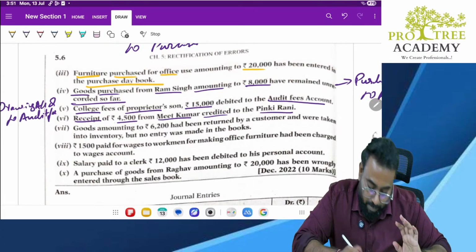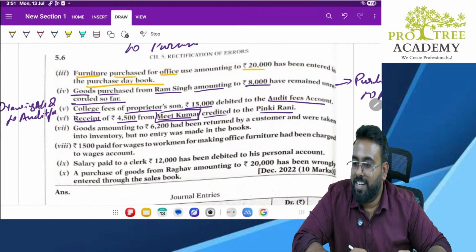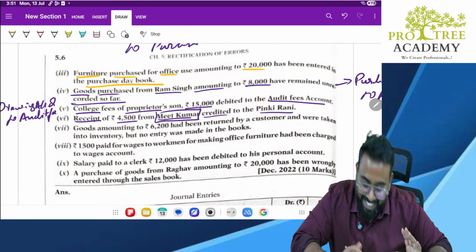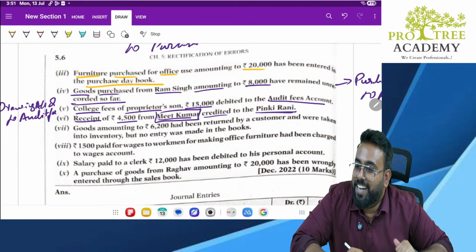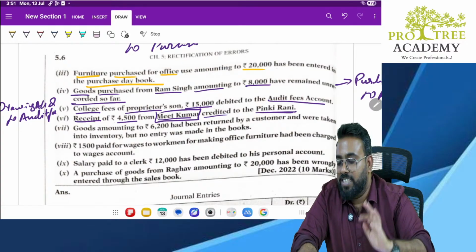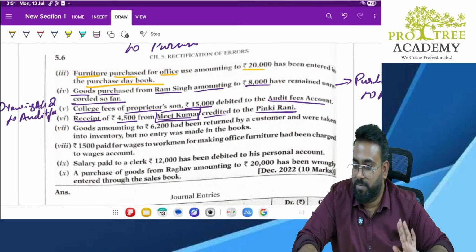Who has the money come from? Mister Meet Kumar. Correct? But we are credited to whom? Pinky Rani. Yes. What is the actual journal entry when you receive money from somebody?